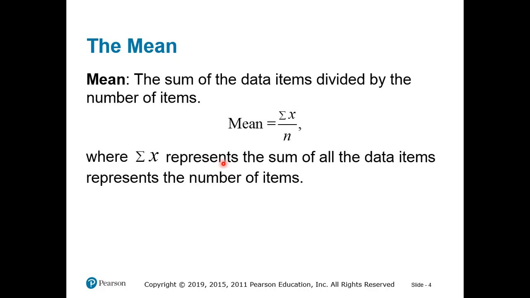Okay, so the mean. We all know what the mean is. It's the average. Since grade school, we've been doing this: you add the numbers up and you divide by the number of observations there are. If you have 5 numbers, you add them up and divide by 5. If you have 7 numbers, you add those up and divide by 7, and so forth. So that's what this formula means.